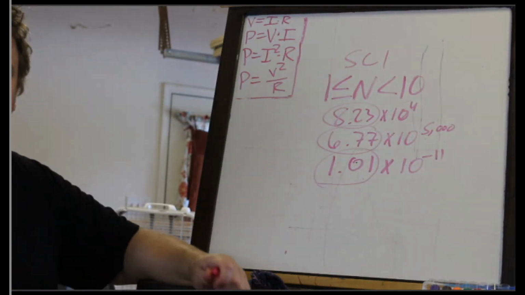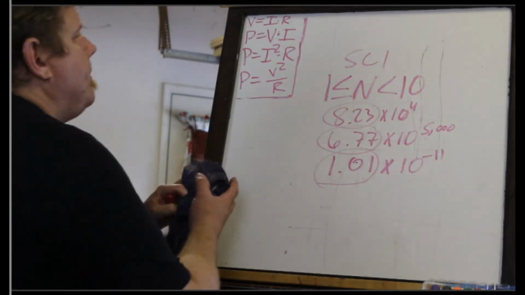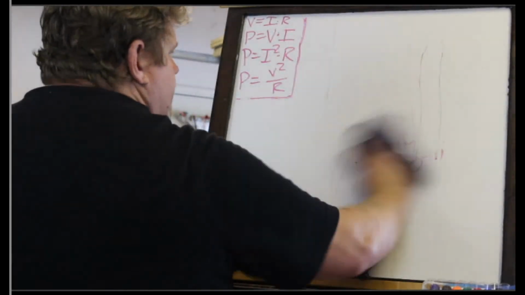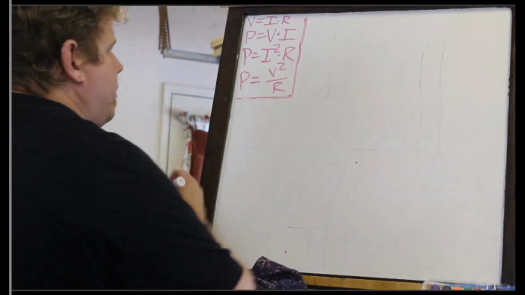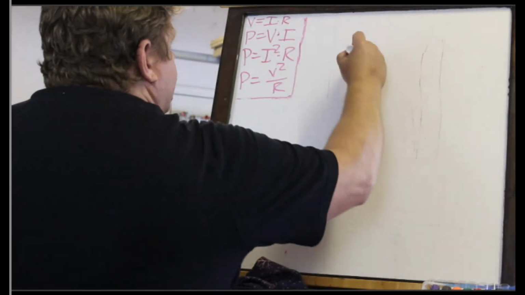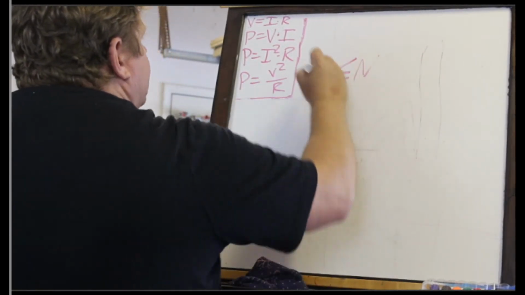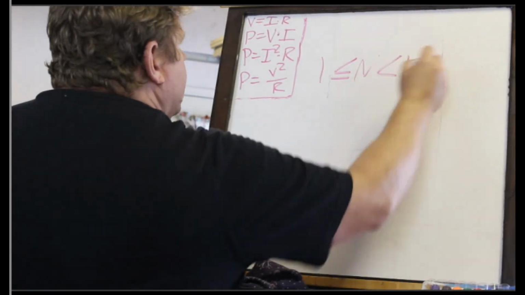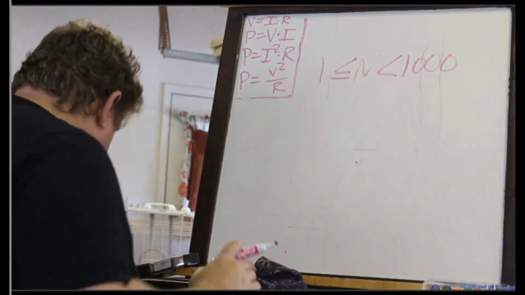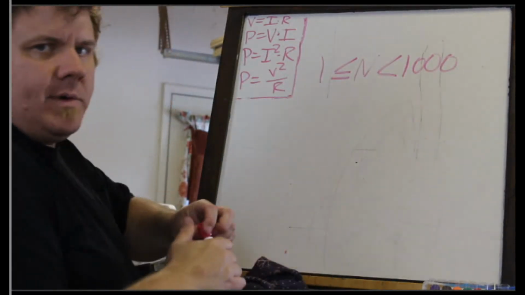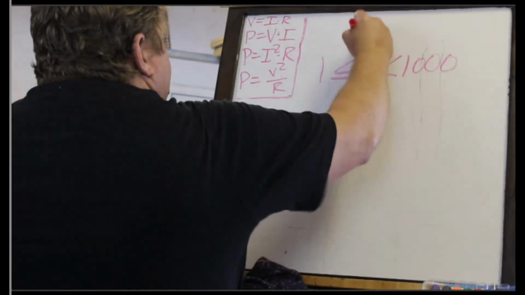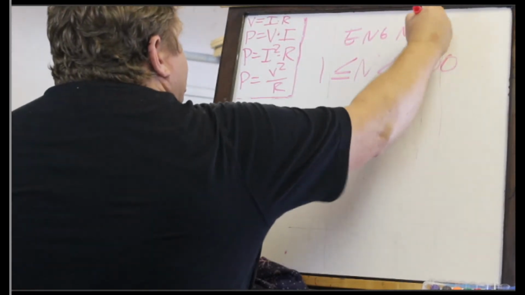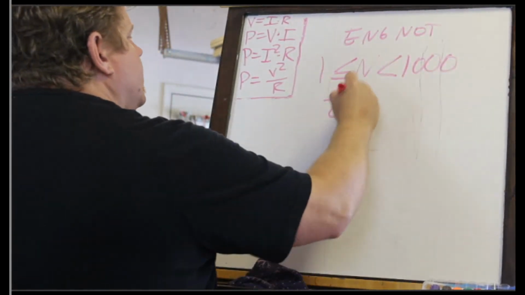Physics does start to use the prefixes, though. But that's scientific notation. I don't want you to report it in that. I want you to always report your number down to and including 1, up to but not including 1,000, okay? So the following are valid engineering notation, okay?